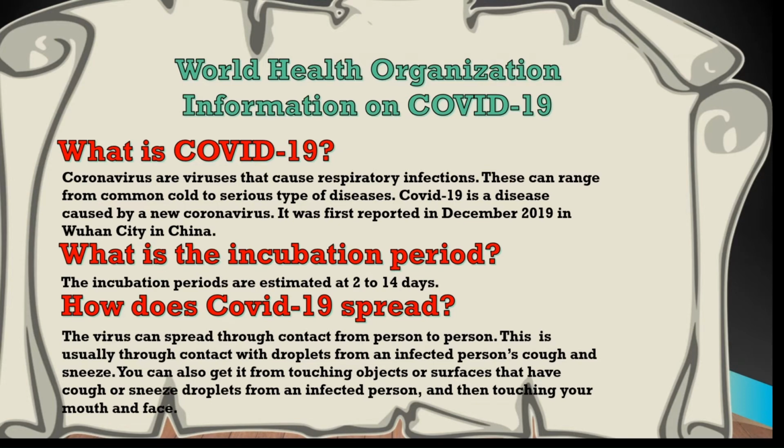How does COVID-19 spread? The virus can spread through contact from person to person. This is usually through contact with droplets from an infected person's cough and sneeze. You can also get it from touching objects or surfaces that have cough or sneeze droplets from an infected person and then touching your mouth and face.